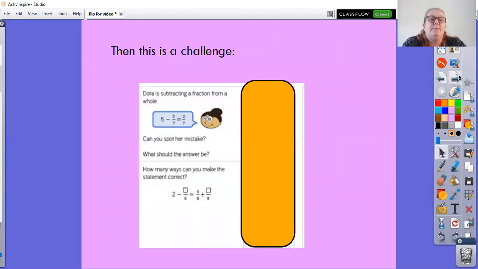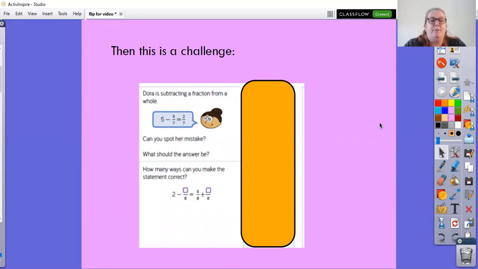So Dora is subtracting a fraction from a whole. She's got 5 take away 3/7 equals 2/7. Can you spot her mistake? What should the answer be? And how many ways can you make the statement correct? 2 take away so many 8s equals 5/8, add something 8s. Bit tricky. That's maybe for those of you who've got a really good understanding. So pause the video and have a go, and I'll reveal the answers in a moment.